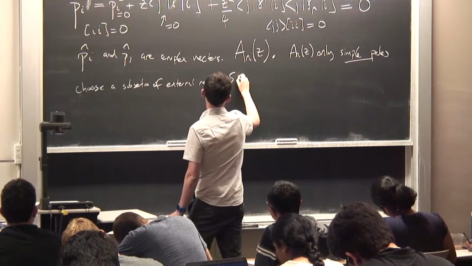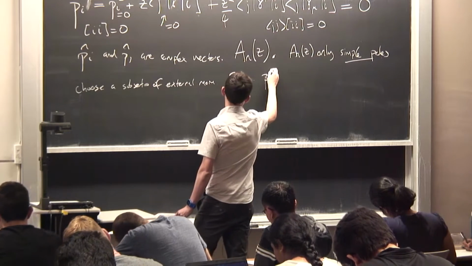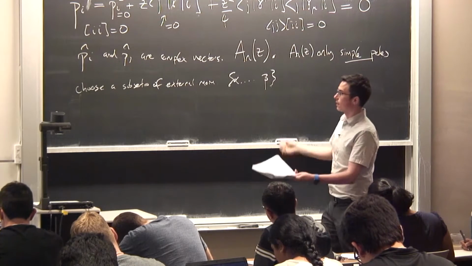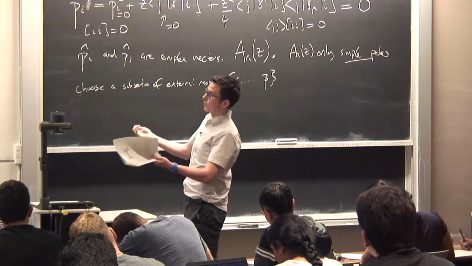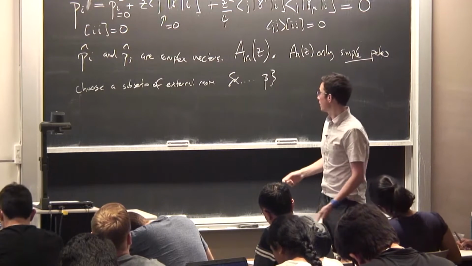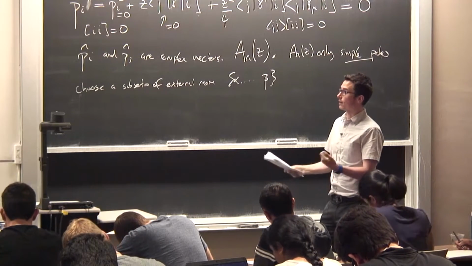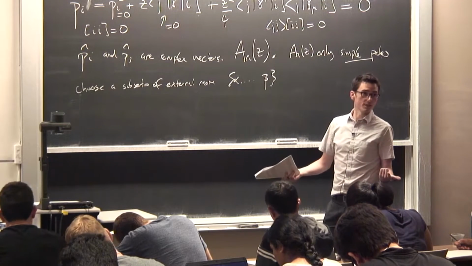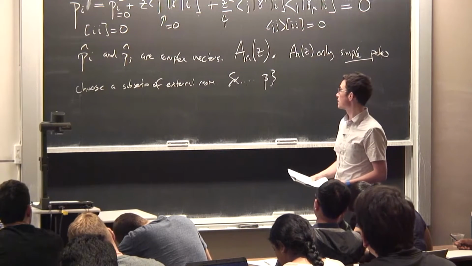So it goes from alpha ending on beta. And this is some subset of my blob over there. So a subset of external states. Now, I have two options. I have either none of i and j in this set, or one of them is in this set, or both. Right? So I have three options.